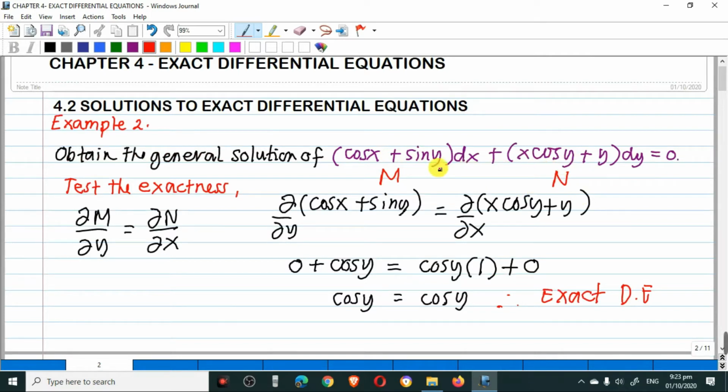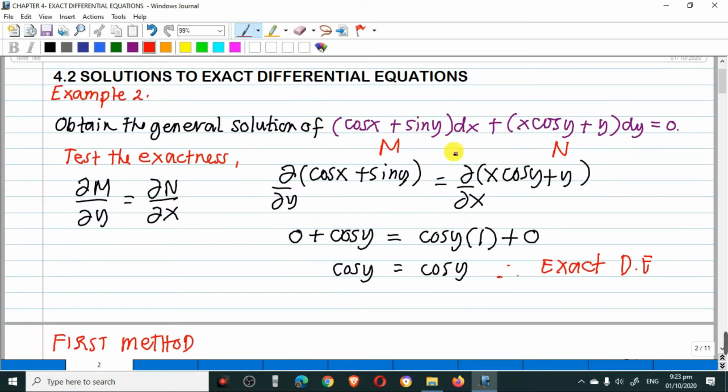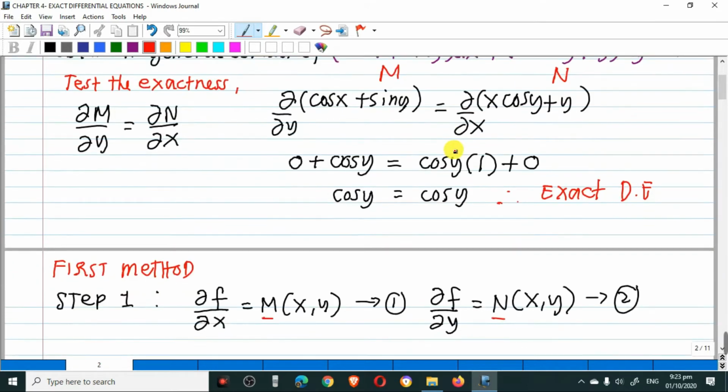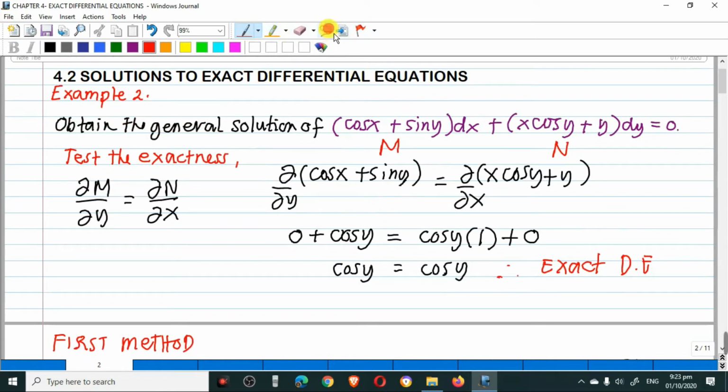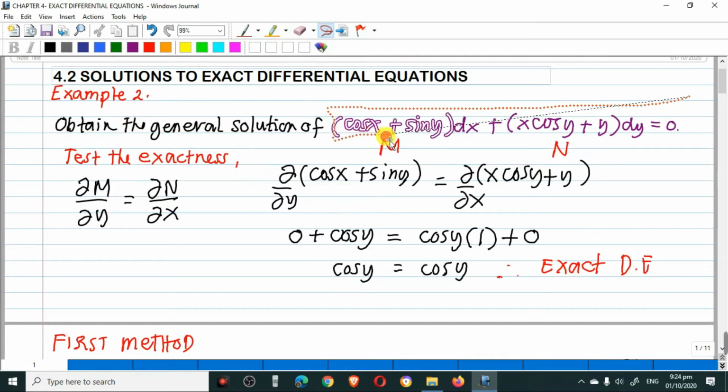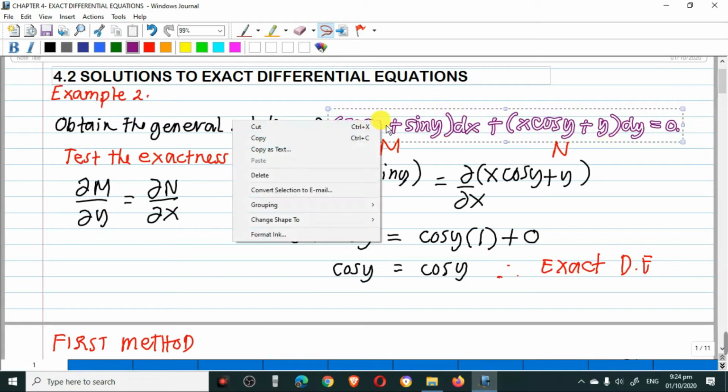So let us just copy these two equations below. Here, I will write it down. Let us copy first this equation, for us to solve our first step.